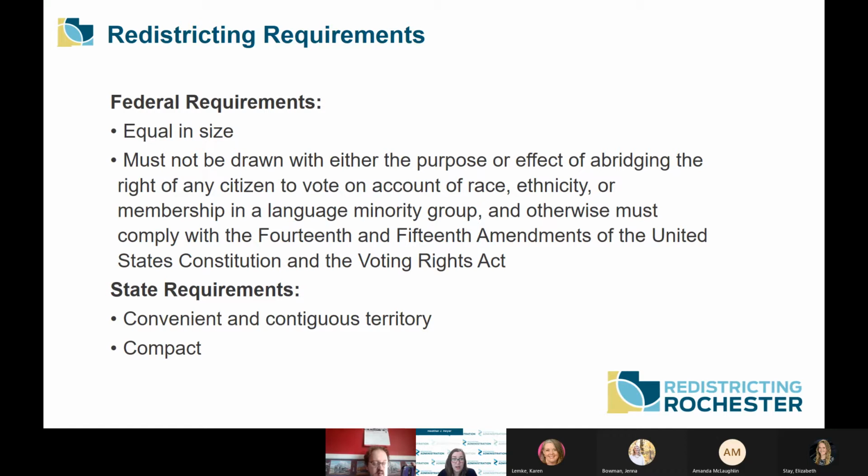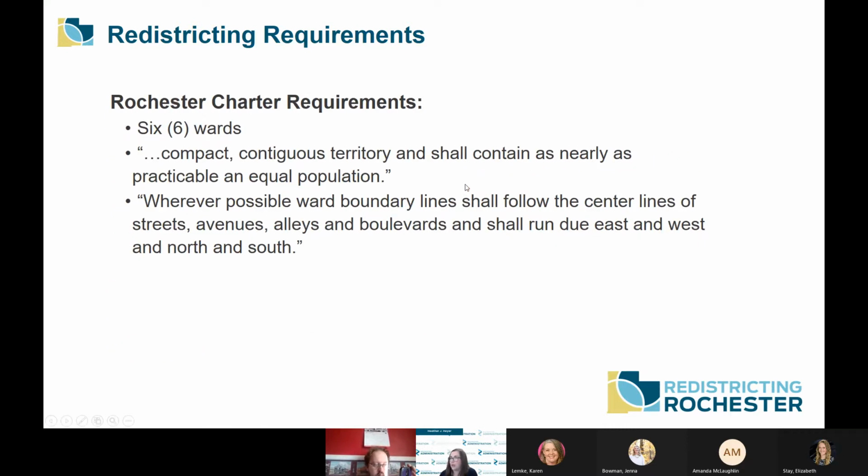The Minnesota state law also requires that they be convenient and contiguous territory and that they are compact. And then in Rochester, our charter requires that there are 6 wards that are of compact contiguous territory and shall contain as nearly as practicable an equal population. Wherever possible, ward boundary lines shall follow the center lines of streets, avenues, alleys, and boulevards and shall run due east, west, north, and south.